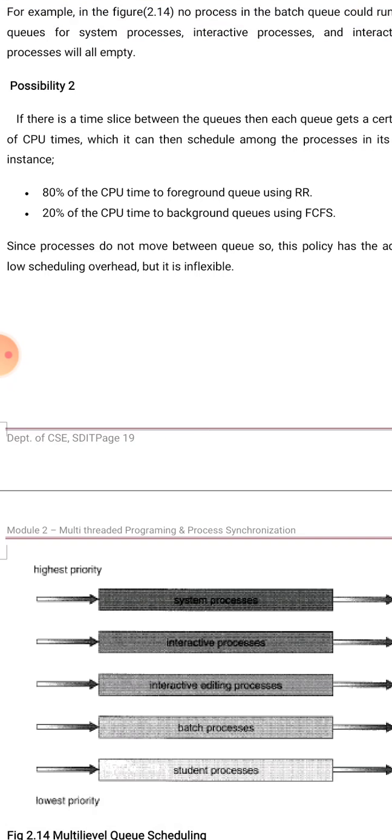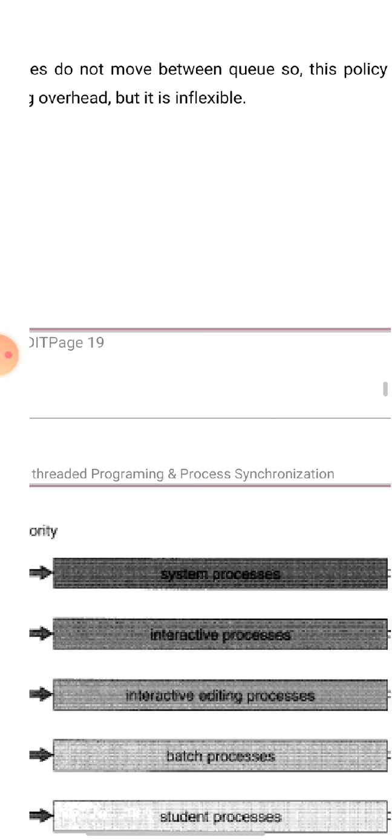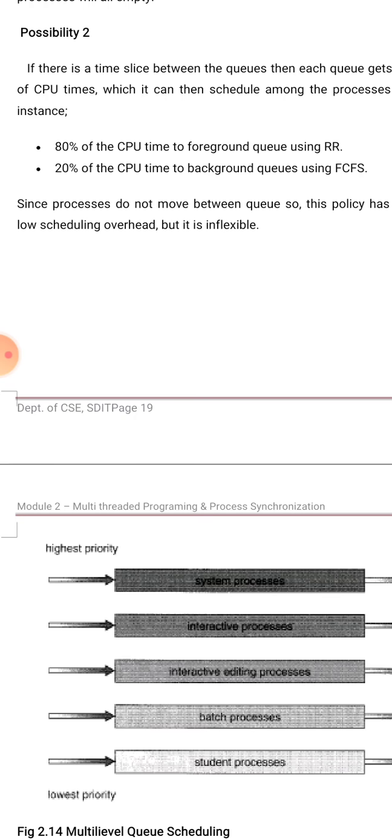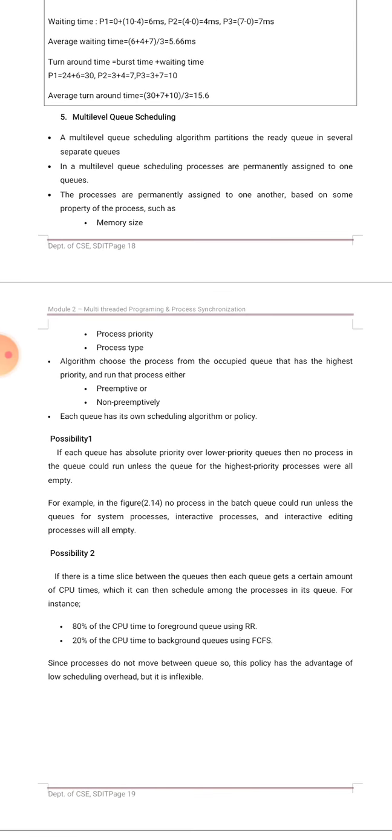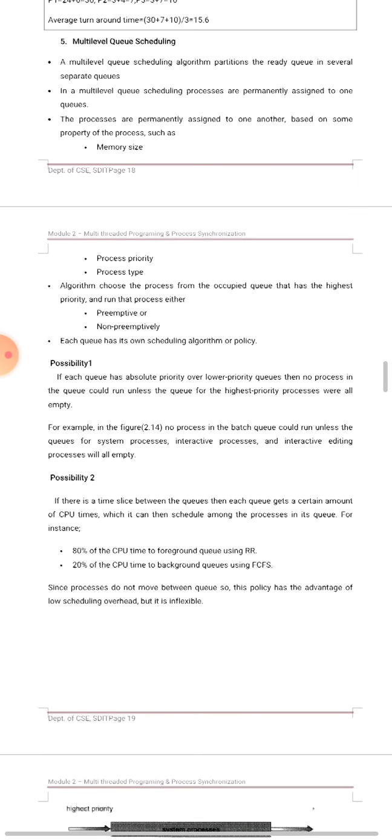The next possibility is if the queues are given some time slice. Suppose the system process queue is given a time slice of 2, and the interactive process queue also has a time slice of 2. So the system process queue can execute for 2 milliseconds, and in that time, whatever processes are inside this queue can execute. Immediately after the 2 milliseconds, the processes in the interactive process queue will be executed. So this is about your multi-level queue scheduling.